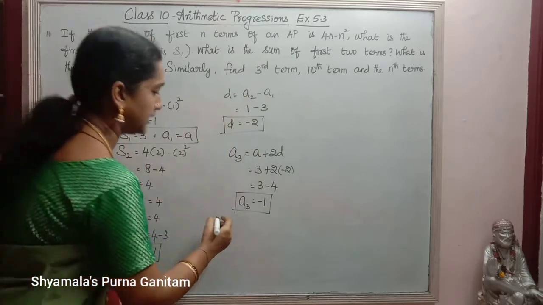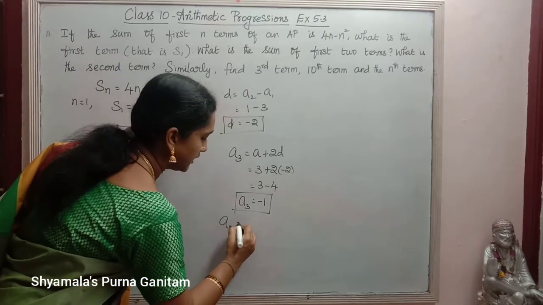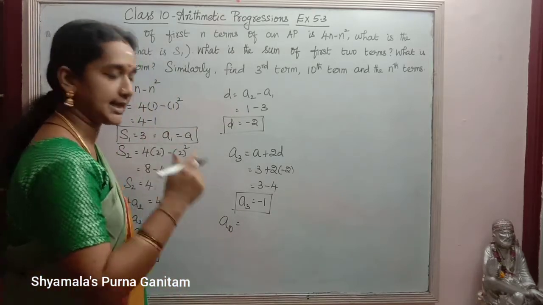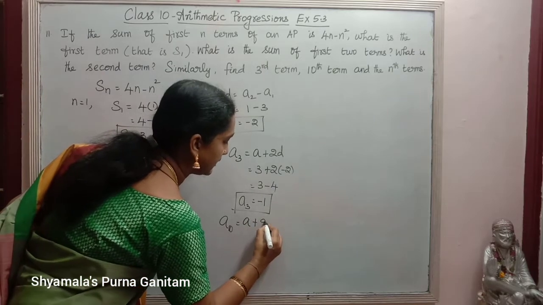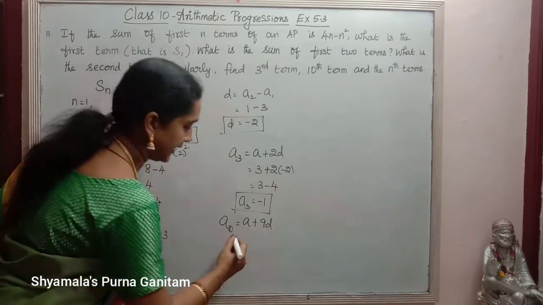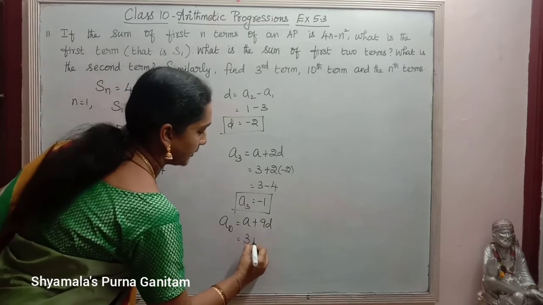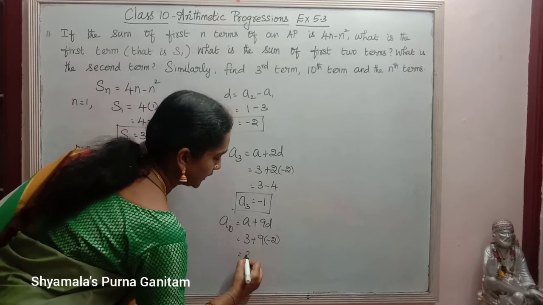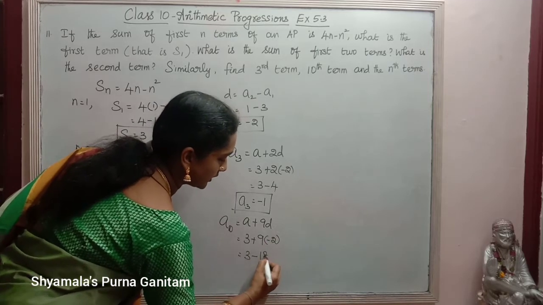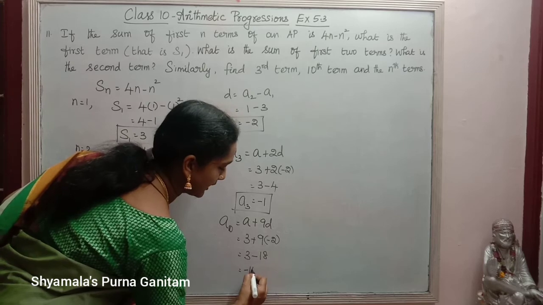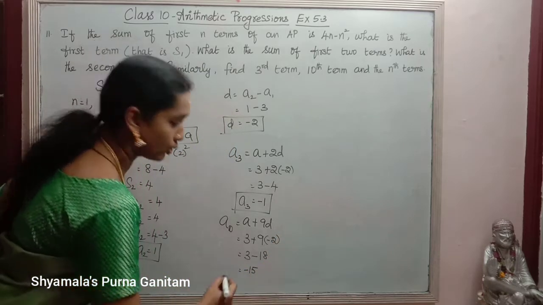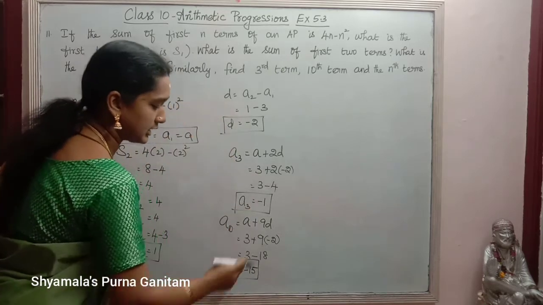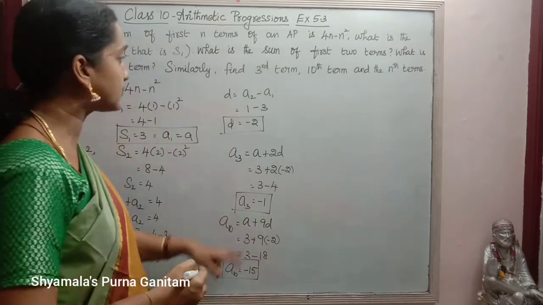Then 10th term, A10 is equal to A plus n minus 1 into D. So 10 minus 1 is 9. So A plus 9D. A plus 9D. So A is 3 plus 9 into D value is minus 2. So 3 minus 9 2s are 18. So 3 minus 18 is minus 15. So A10 is minus 15. A3 is minus 1. A10 is minus 15.